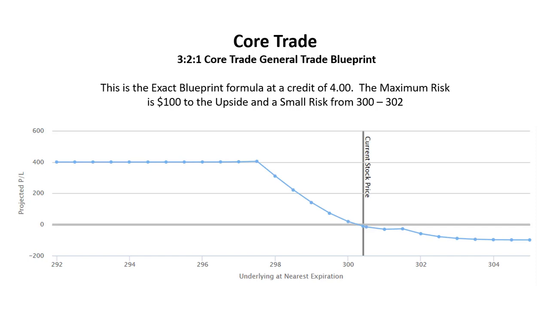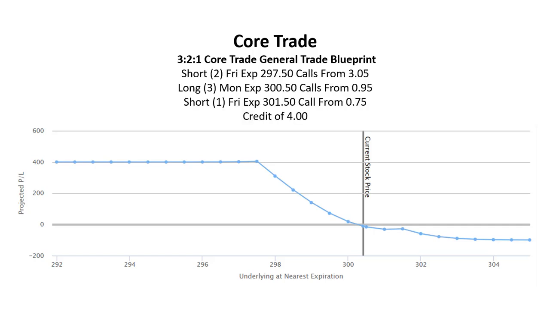But this is the exact blueprint formula of what it looks like at a credit of 4. The maximum risk on this is $100, and that only occurs to the upside. The market has to move up to around the 303 or above area in order for that maximum risk to occur. And obviously, that's if I do nothing else with the trade. So that's the maximum risk. It is not negotiable. It doesn't change. It is what it is because of the relationship between the strikes and the credit, which I'll get to.